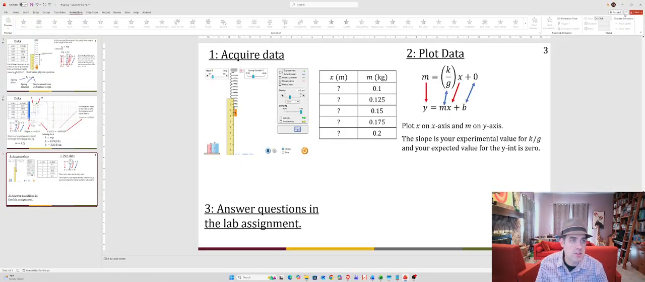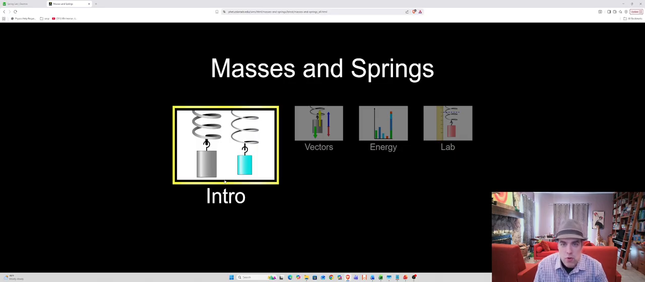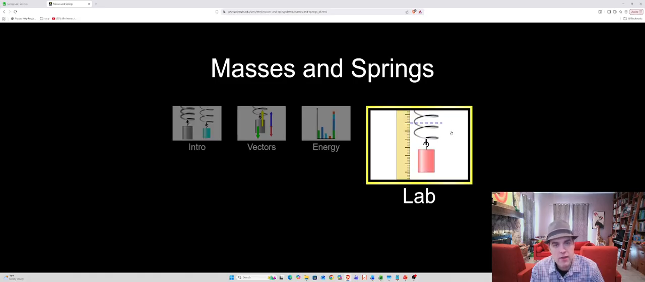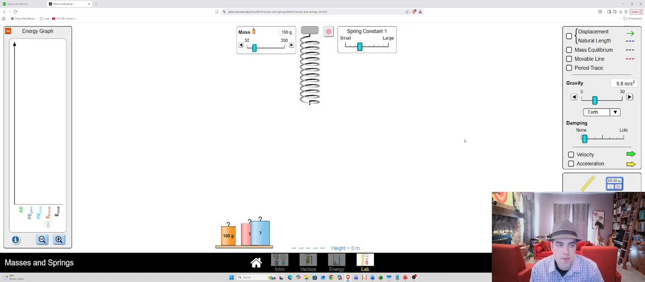Well, let me walk you through the simulation. So when you go to the link, it's going to bring you here. We're going to go to the far right button, the lab. We're going to click twice in order to open it up. And there's a couple things that we're going to change. The first thing we're going to do is take this damping and go all the way to the right so that it comes to equilibrium pretty quickly.